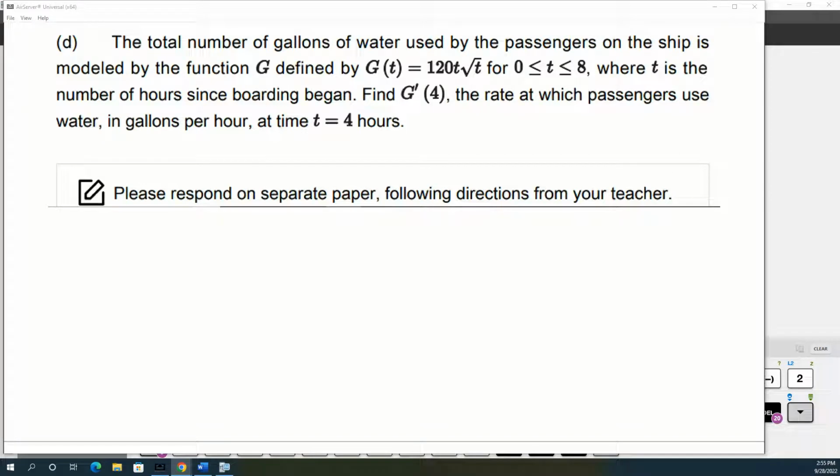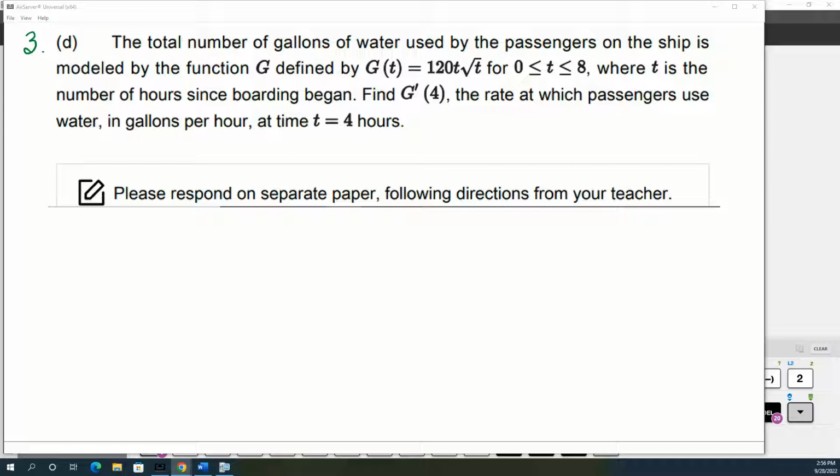All right, so this is part D on number 3 of the FRQs, and it's talking about the ship, but it's a whole new function. The total number of gallons of water used by the passengers on the ship is modeled by the function g, and g is defined as 120t times the square root of t for 0 ≤ t ≤ 8, and t is the number of hours since boarding began. We're going to find G prime of 4, which is the rate at which passengers use the water in gallons per hour at time t equals 4.